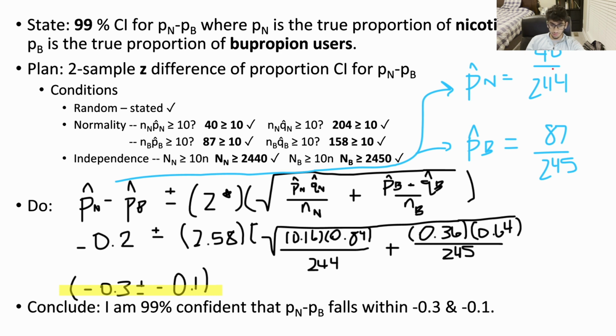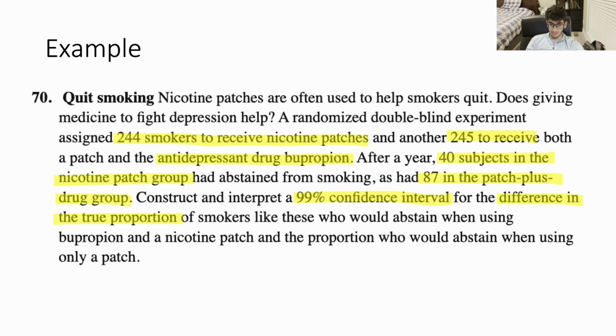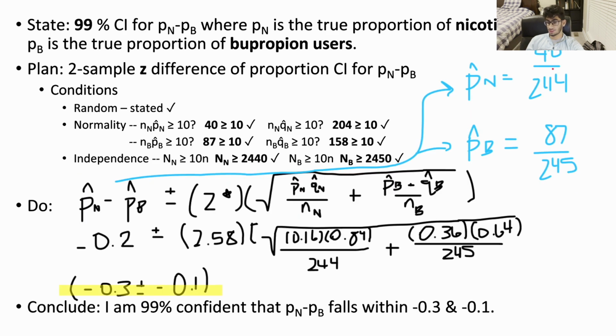Now for the blue lines, p N minus p B. Again, if you don't get a percentage, it's going to be x over n. As you can see, you have 40 subjects out of 244 for nicotine, so that's 40 over 244. And for the other one, you have 87 out of 245 for bupropion. So you divide those, and that's how you get those percentages. Then you just plug those in.